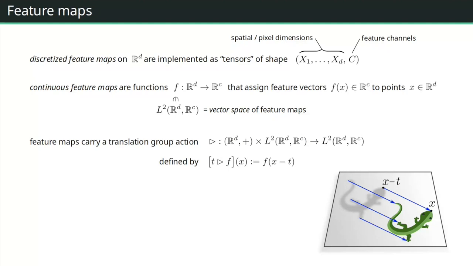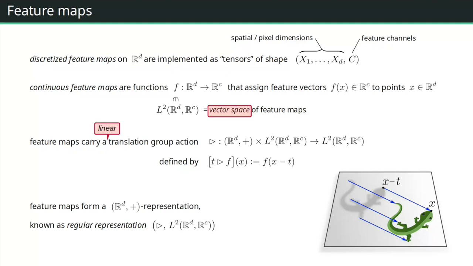And then we also need a group action on our feature space. There we have the translation group action, which takes a translation and an input feature map, and produces an output feature map, which is just a shifted version of the input feature map. We define this translation group action so that the translated feature map at point x is the original feature map at x minus t. And you can see in this image that the feature of the shifted feature map at x is just the feature value which was copied from x minus t. So this is the standard translational group action on feature maps. Now we have a vector space, and this group action is actually a linear group action. So this defines the translation group representation, and this representation is known as the regular representation of the translation group.